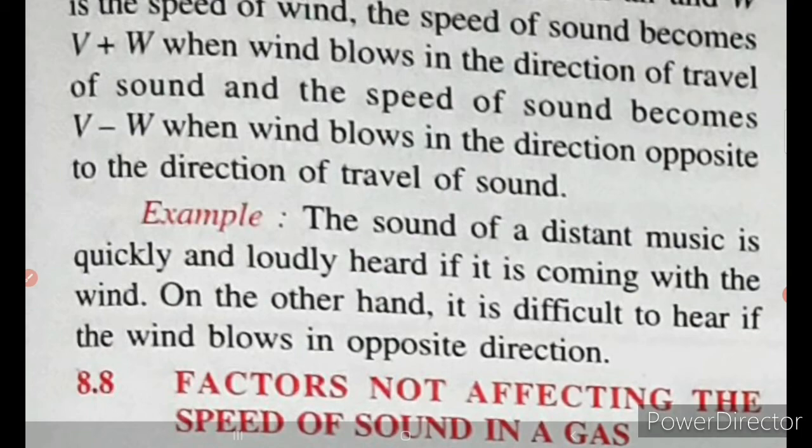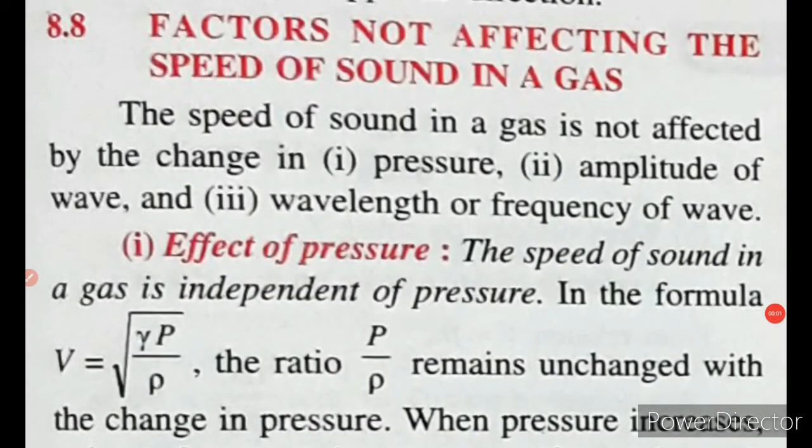Okay, so I hope you have understood the factors which affect the speed of sound. Now we shall discuss the factors which do not affect the speed of sound in a gas. The first one being the pressure. So in the formula itself we have a pressure, but still they are saying the speed does not depend upon this pressure. Let's see how. The second factor is the amplitude of the wave. The third one is the wavelength or the frequency of the wave.